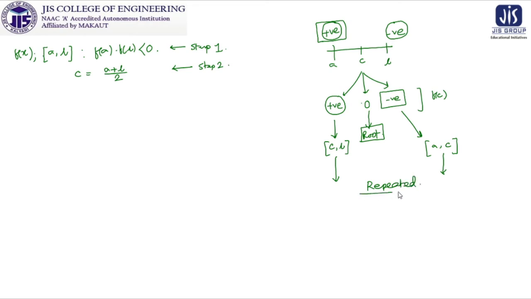and this will be repeated until our desired accuracy is achieved. So this is actually step 3 that I am trying to talk about, and our job is done. So this is the whole process, the simple process of the bisection method. Now we are going to see one problem through which it will be more clear to us.